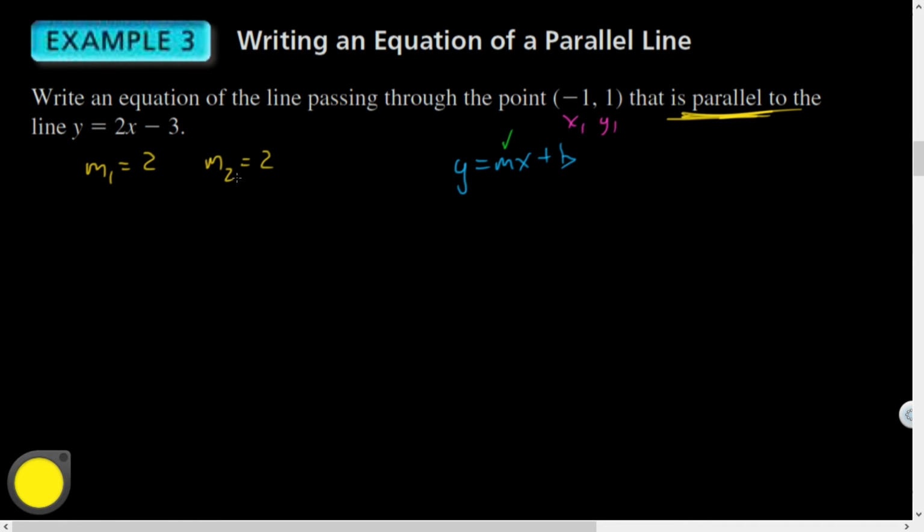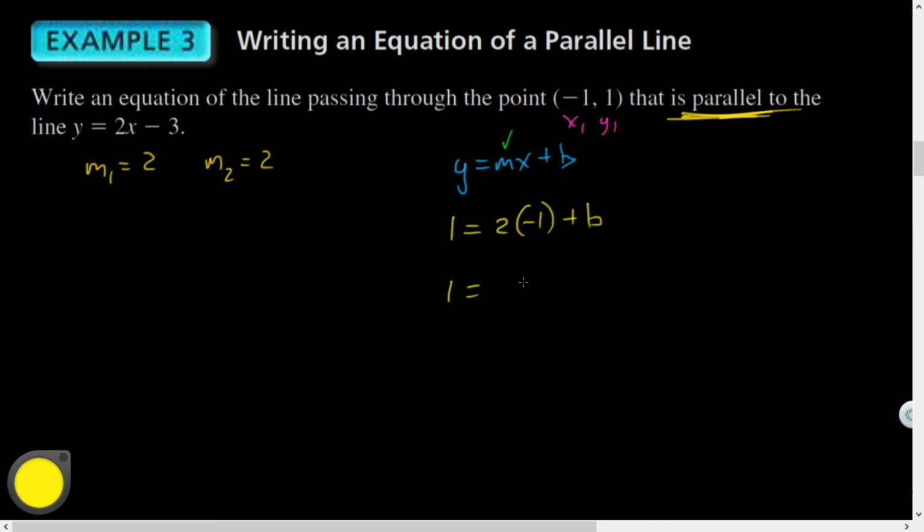I'm going to plug in 2 for m. So let's see. 1 is equal to 2 for m, -1 for x. And I don't yet know what b is, but I plugged in what I know, and I solve for what I know. Classic algebra. So let's solve this equation for b.